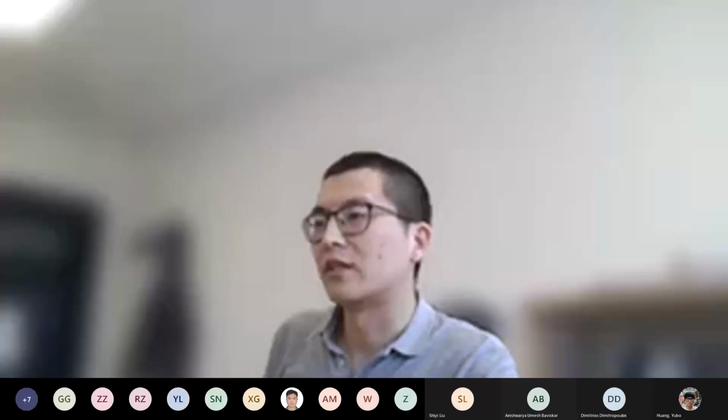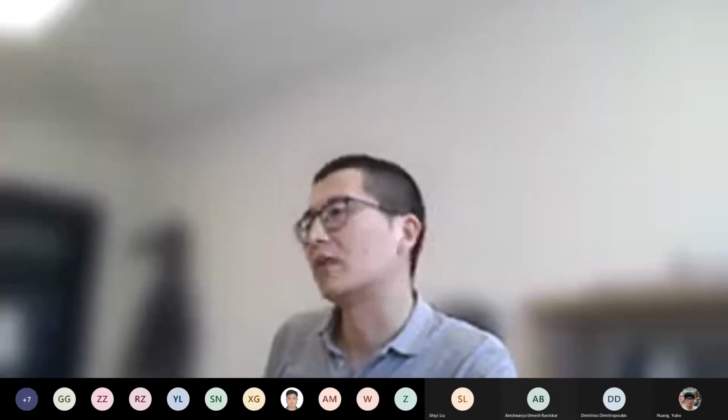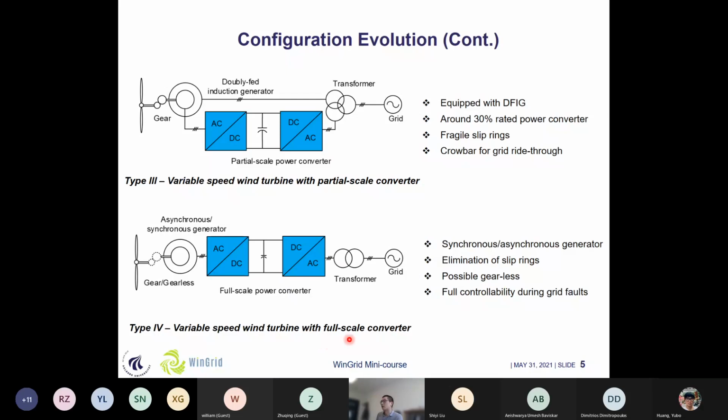We call it a variable speed wind turbine with a full scale power converter. This kind of power converter is normally equipped with synchronous or asynchronous generators. Normally, we can use the permanent magnet synchronous generator as an example.